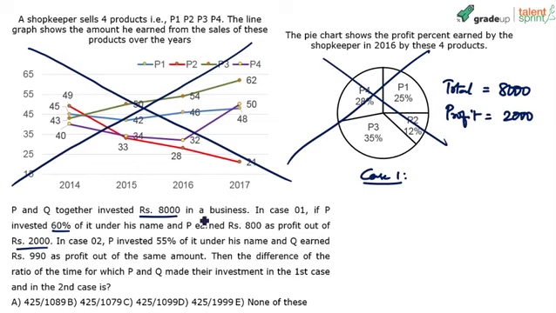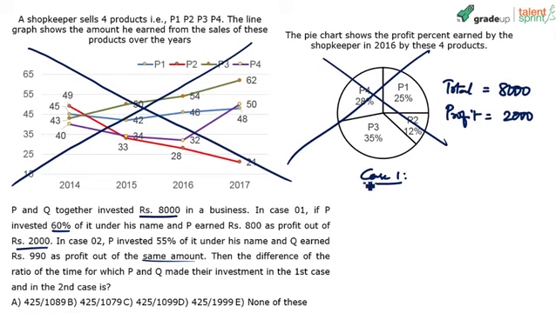They invested 8,000 in business. In case 1, P invested 60% of it under his name and earned 800 as profit out of rupees 2,000. So profit is 2000, investment is 8000. In case 2, P invested 55% under his name and Q earned 990 as a profit out of the same amount. Same amount means same profit. Then what is the difference of the ratio of the time for which P and Q made their investment in case 1 and case 2, right? So see how do we solve.